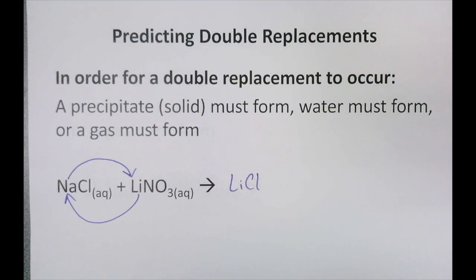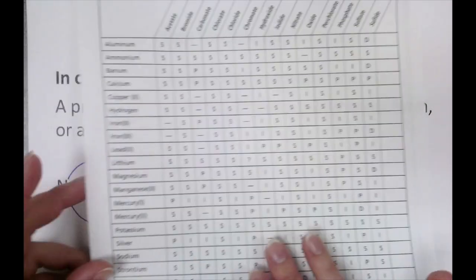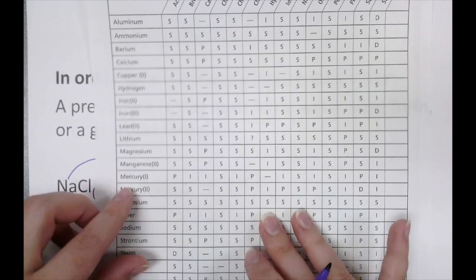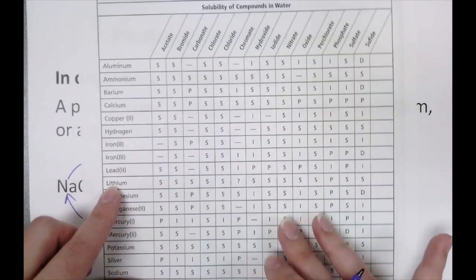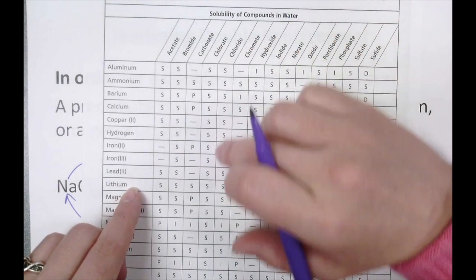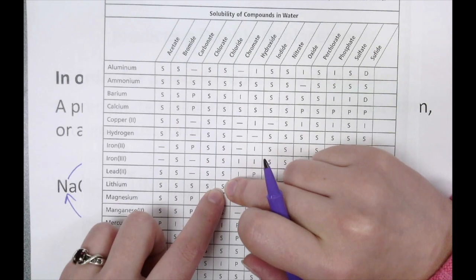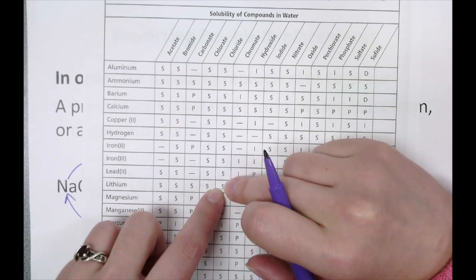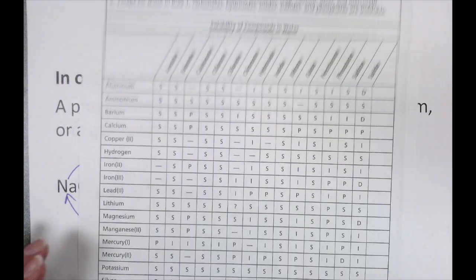Let's pull out our solubility table and figure out if this is going to be aqueous or a solid. So here's how I would do this. I would find lithium on the side, there's lithium, and then at the top I would find chloride, and if I come together they form an S, so they're going to be soluble, meaning they will be aqueous in solution.